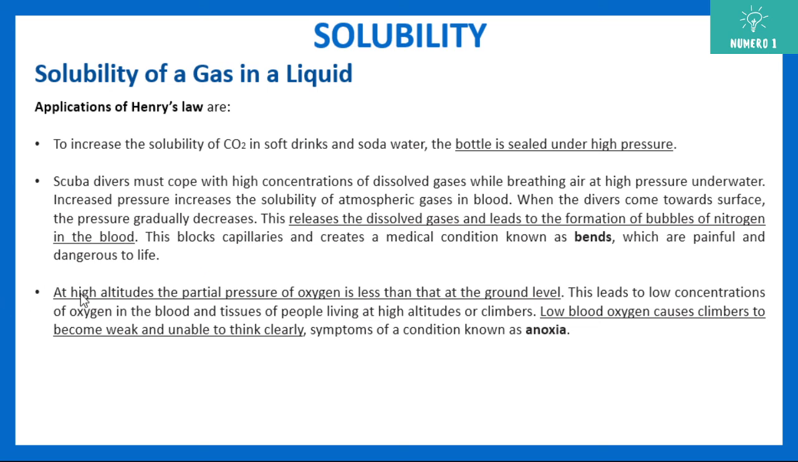Similarly, there is another application: at high altitude the partial pressure of oxygen is less. For example, if you are going to climb Everest, there is always something called a base camp. You have to go there and stay there. The idea is to adjust to the environment because the oxygen there is quite low. Low blood oxygen causes climbers to become weak and unable to think clearly, so they need to adjust to the environment. This condition of having low blood oxygen is called anoxia.